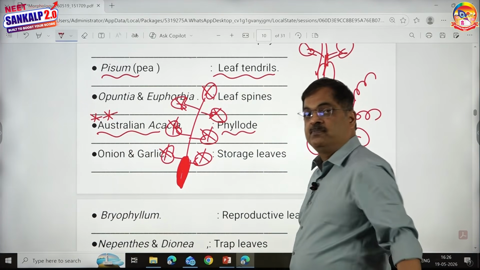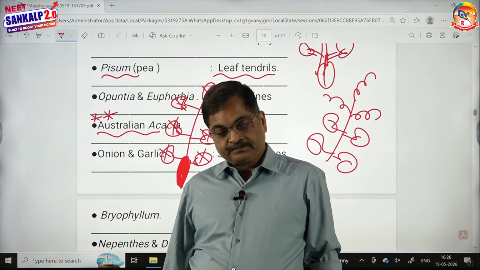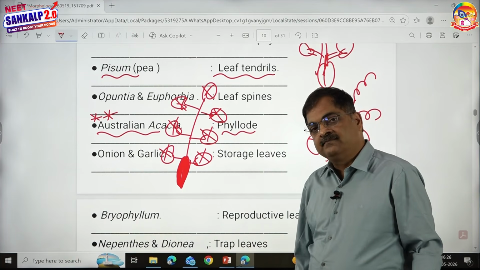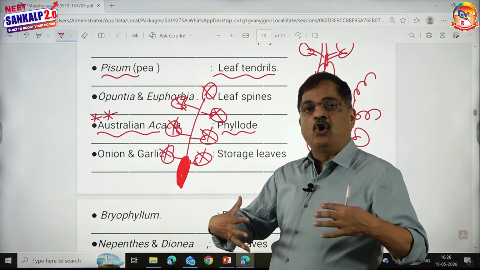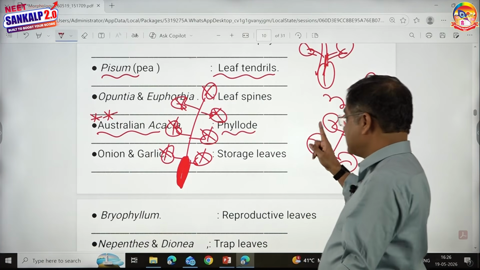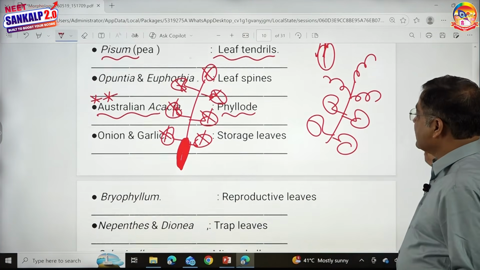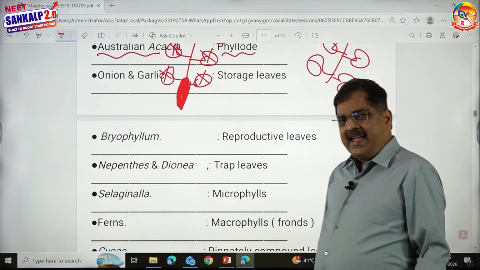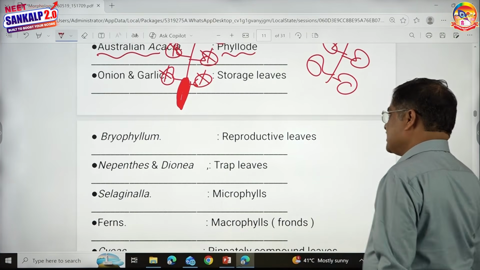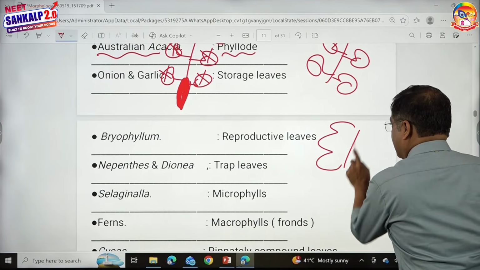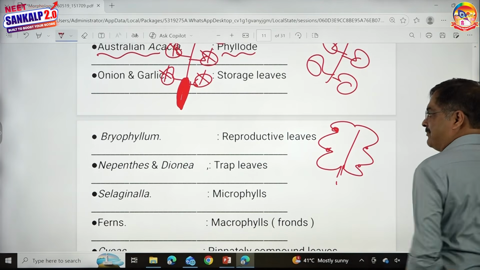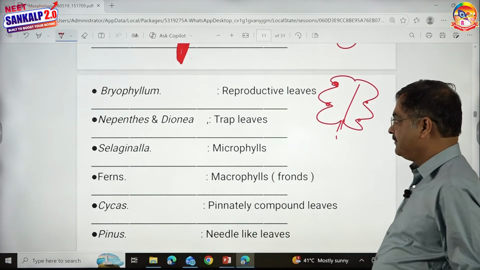Don't get confused between phylloclade and phyllode. When the stem performs photosynthesis, it's a phylloclade. And when the petiole of the leaf performs photosynthesis, it's a phyllode. Onion and garlic storage leaves we already discussed. In your 8th standard or 9th standard, your teacher said that in Bryophyllum, these are the leaf notches. There are many buds in these leaf notches, and these are examples of reproductive leaves, you know that.